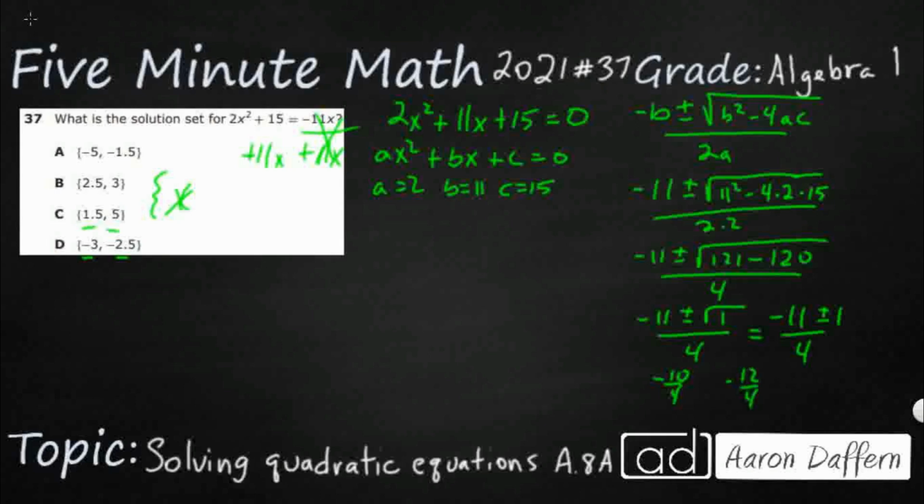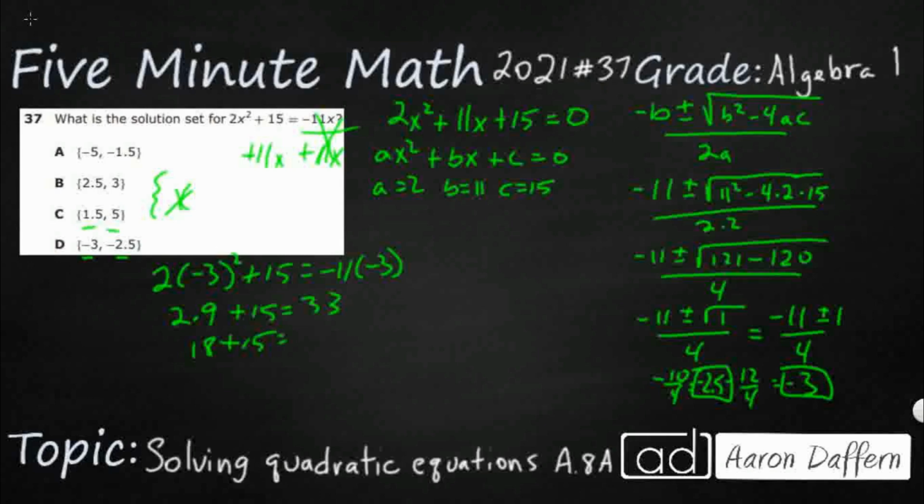So simplifying both of those, that's going to be negative 2.5, and then this is going to be negative 3. All right, so I'm looking at D, but just to double check, let's plug these into the original. So 2 times negative 3 squared plus 15 equals negative 11 times negative 3. Okay, so that's going to be 2 times 9 plus 15 equals 33. 18 plus 15 equals 33. Yes, it does. Okay, so negative 3 checks out.